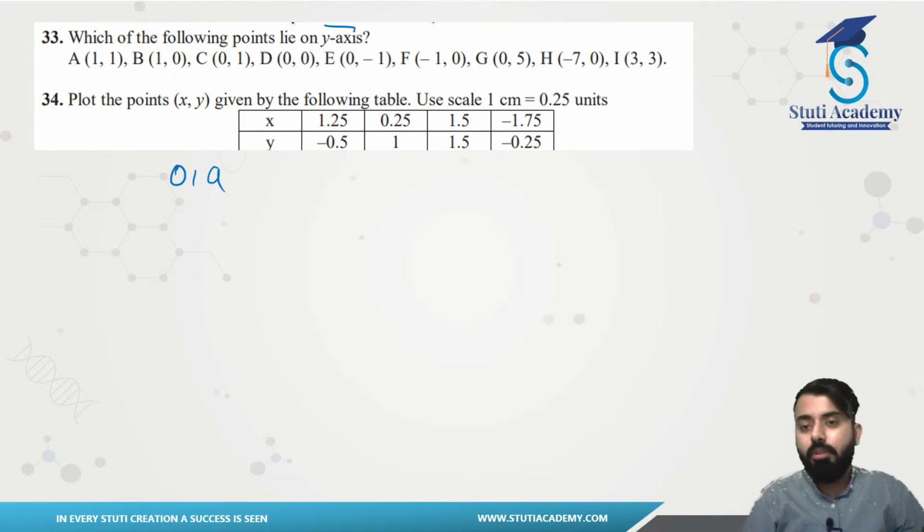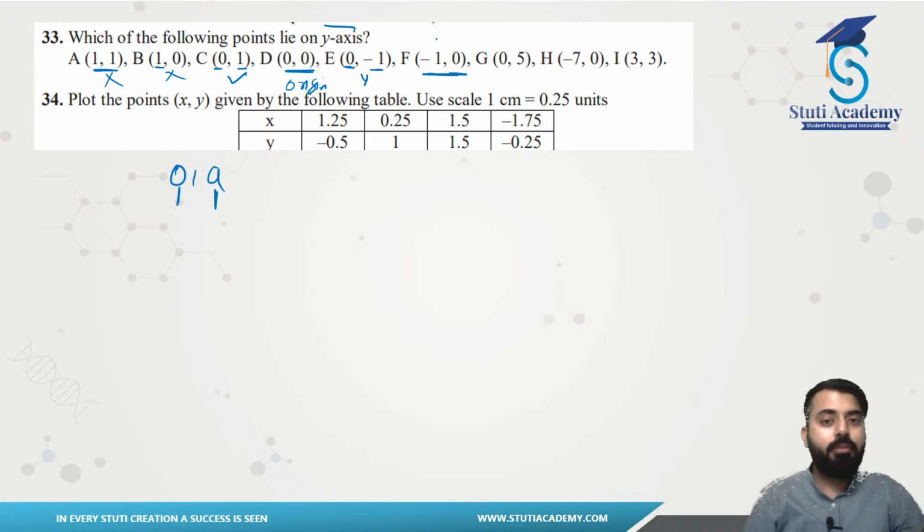So you just have to look for the coordinates which do not have any x, but do have some y. Where both are present, the point will not be lying on the y-axis. One is present, but that is x, so it will not be lying on the y-axis. X is 0, y is present, so it should be lying on your y-axis. Both of them are 0, this is exactly the origin. Then we have 0 and negative 1, it will be on the y-axis.